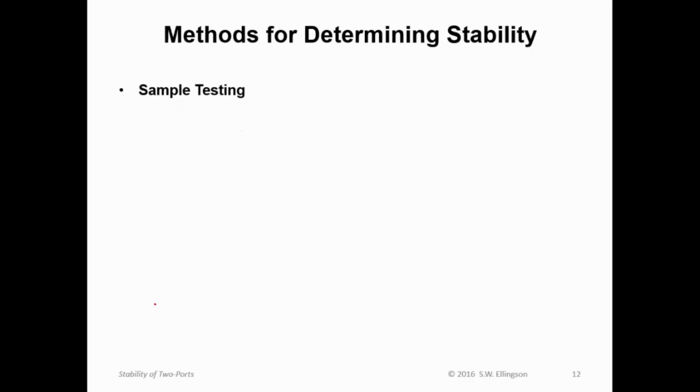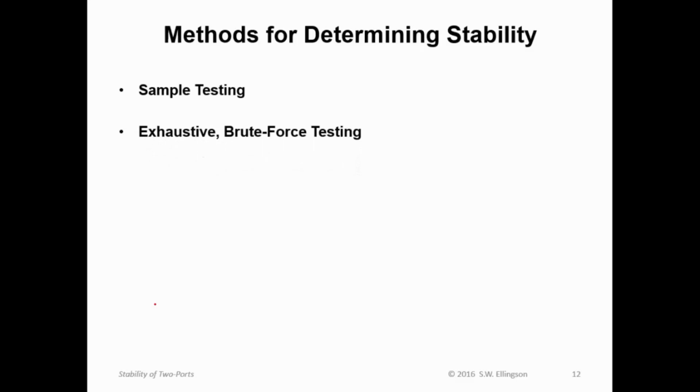So the first thing is sample testing. Sample testing is just picking values of impedance at the source and the load and seeing what happens, right? So if we know Z sub S and we know Z sub L and we know the S parameters, we can see if we satisfy the equations. If we do, we're stable. If we don't, we're unstable. That's all there is to it.